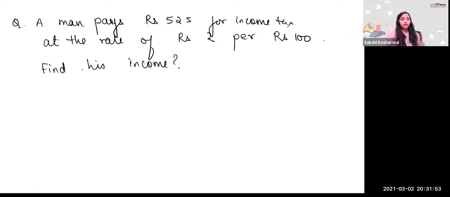It says that a man pays this much rupees for the income tax, at the rate of rupees 2 for 100. So it means for every 100 rupees, he is paying 2 rupees. So for every 1 rupee, how much tax will there be?